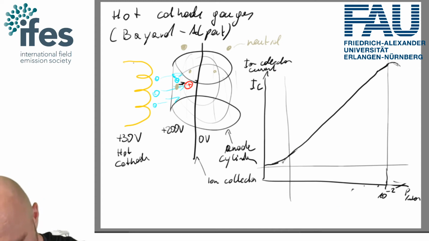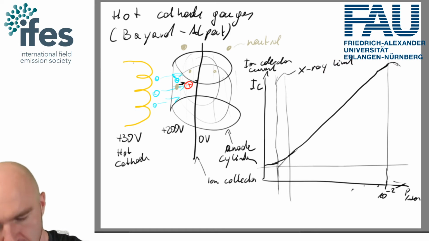Essentially, if I extrapolate up down to here, this is what we call the X-ray limit. And our measurement area, where it's pretty linear, goes down to here, which would be about 10 to the minus 10 millibar, and here we would be roughly 10 to the minus 11 millibar-ish for the X-ray limit.